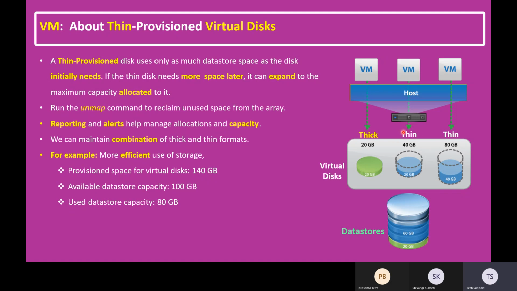If you are using a thick disk format, we cannot provision more than 100 GB. If you have a thin disk, this is the benefit: we can go for over-provisioning. Okay, and used data store capacity is only 80 GB. Clear? So from this example, it is easy to understand the difference between thin disk and thick disk. Clear? If you have any question, let me know.